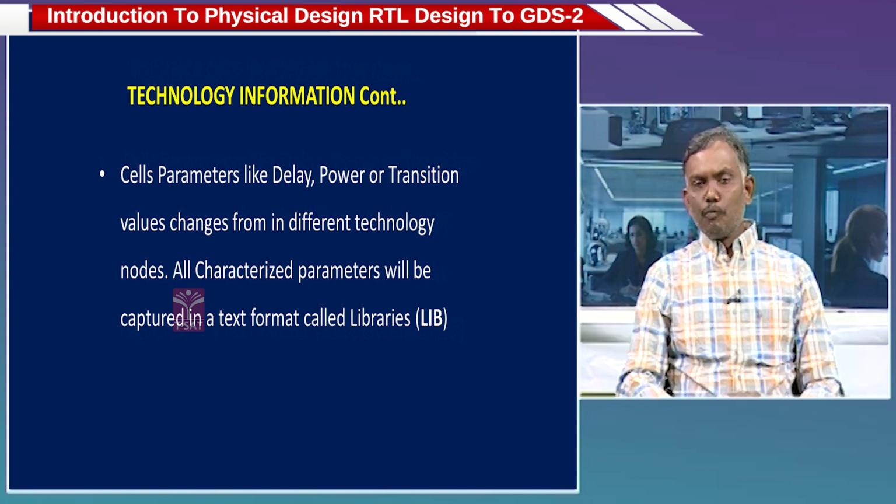So for that, instead of mimicking all those combinations, I can say infinite combinations, they will put a range: minimum input transition and maximum input transition, minimum load, maximum load, like that. For a given range of transition and load values, they will characterize the cell delays, power numbers, output transition times and area also. All these are captured in a file. Those are called timing libraries. Generally, people call them libs, dot libs. These are also inputs for the next stages.